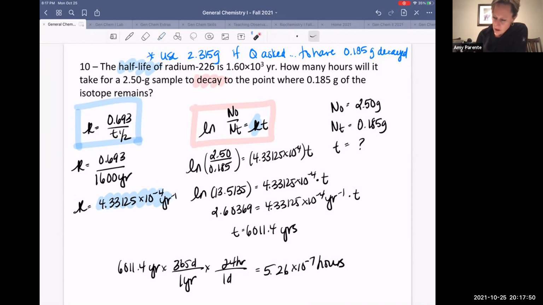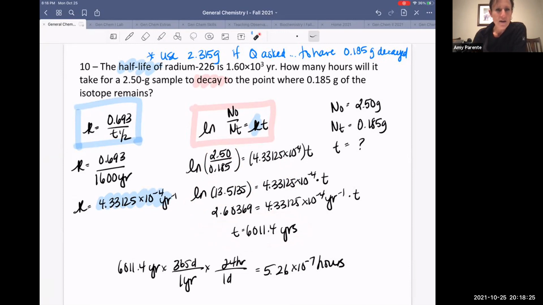In this case, when we put all of our pieces in, the amount that we start with is a 2.5 gram sample. So that's going to be our N sub 0. And they tell us how much remains. It's 0.185 grams. So you're right, we need to figure out mathematically what this is. That's 13.5 and change. Then I take the natural log of that and I get 2.6 and change. Now in this case, this just carries down through. The algebra for this one is actually a little bit easier when we're solving for time. Time is going to be equal to a little over 6,000 years.